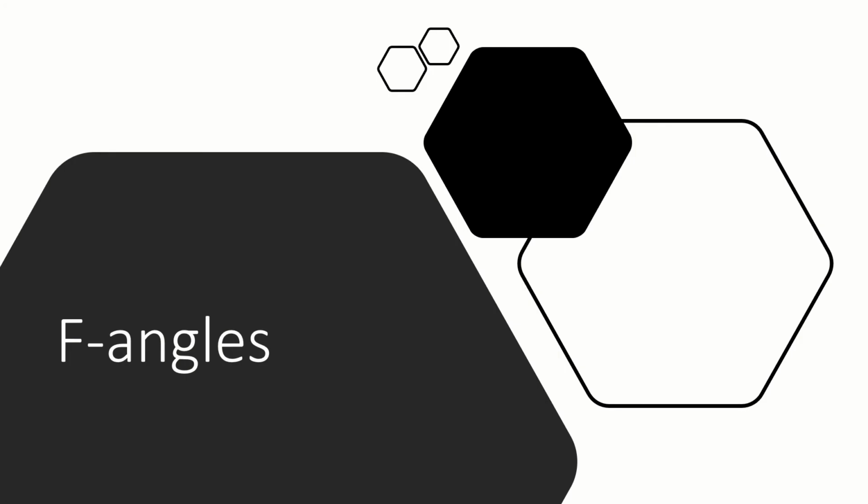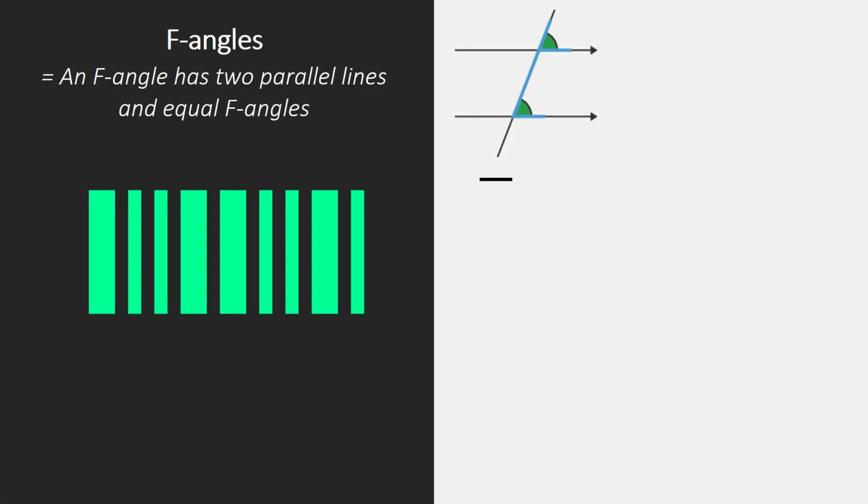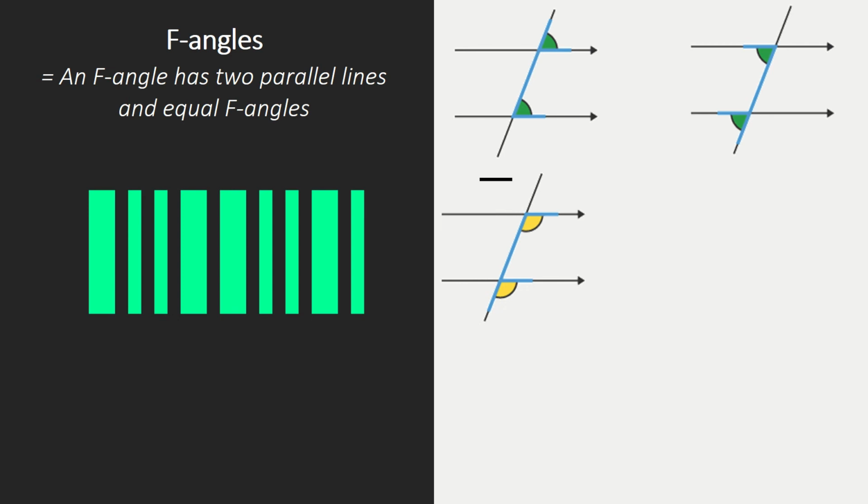Alright, so what are F angles? F angles are angles that look like an F. So this is an F upside down. This is an F the other way around. This is a proper F. And this is an F upside down as well.